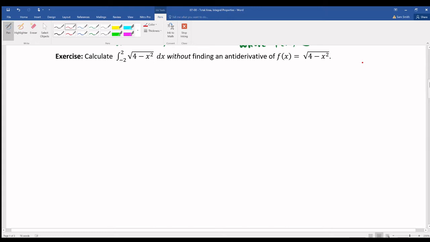Now that's all well and good when your integrand is a function whose antiderivative is easy to find. But what if you have a function like this one, square root of 4 minus x squared, whose antiderivative is quite difficult to find?